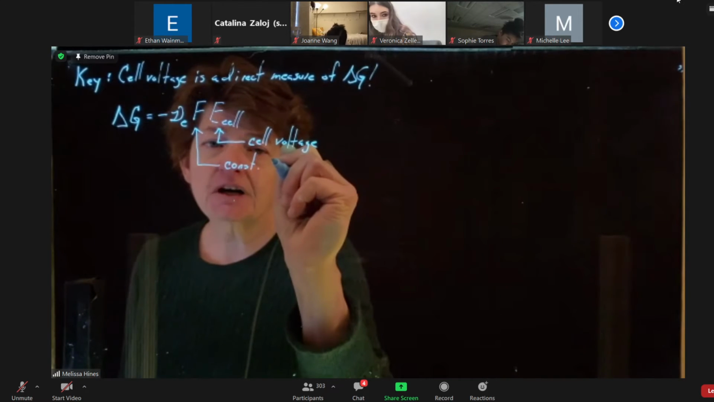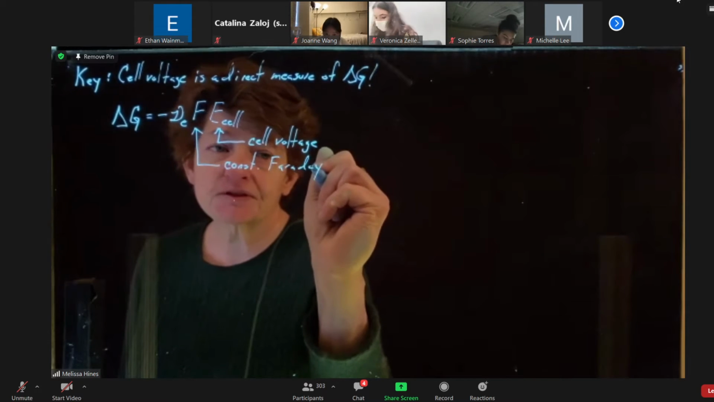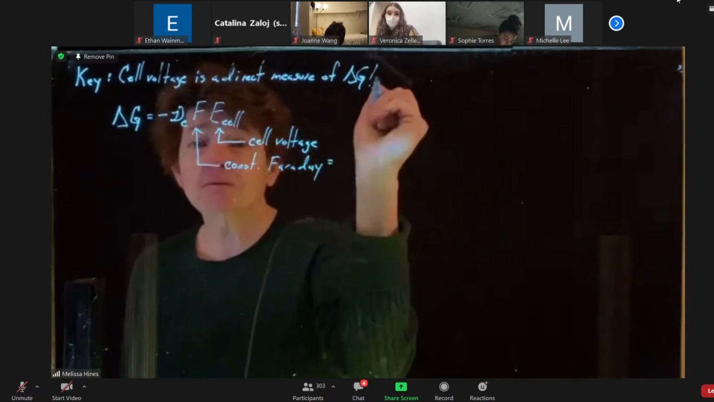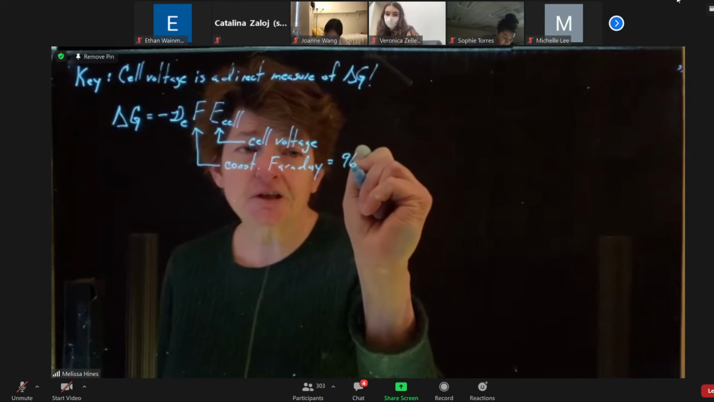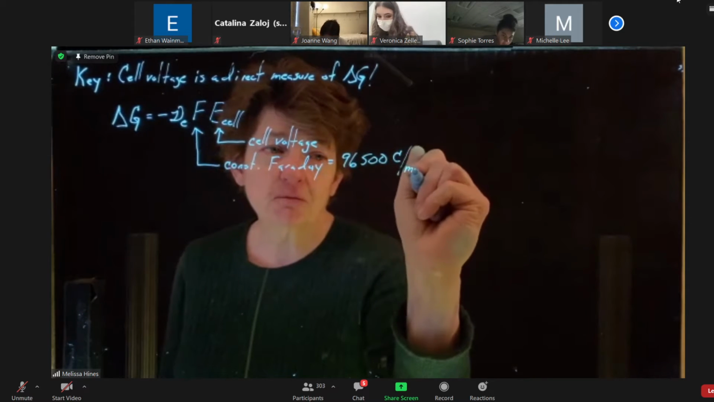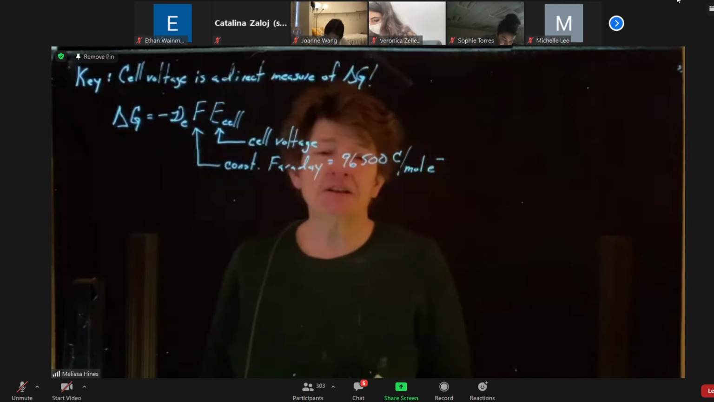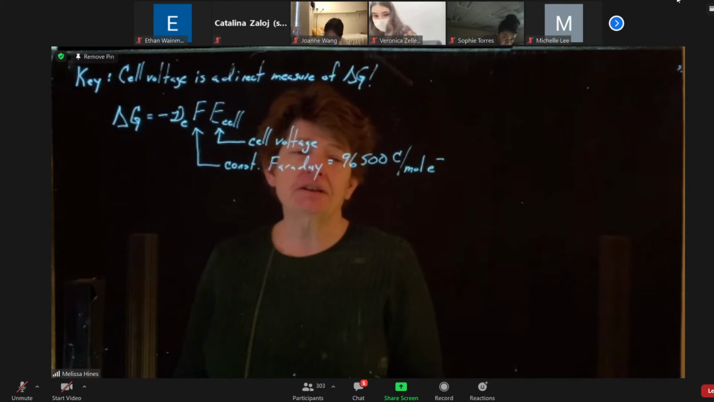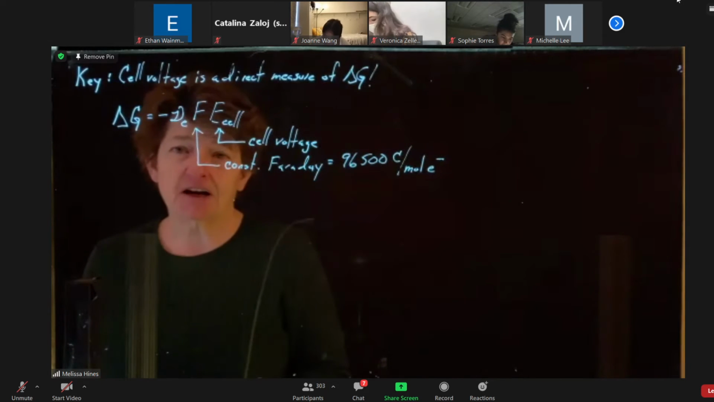F is called the Faraday, and one of my first graduate students named his son Faraday. Thank God it was the middle name. And a Faraday is equal to 96,500 coulombs per mole of electrons. A coulomb is basically an electrical engineering quantity that represents some number of electrons, and moles of electrons are also some number of electrons. Those are related to each other by a factor of 96,500.